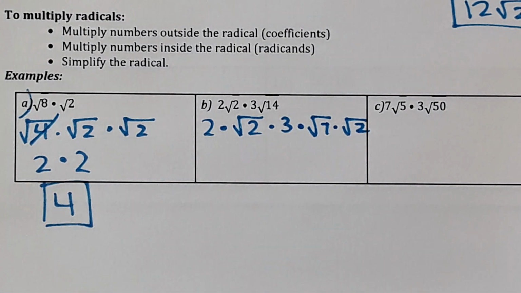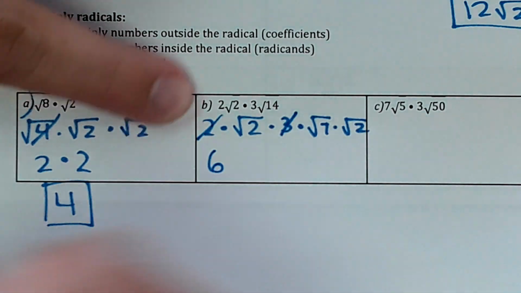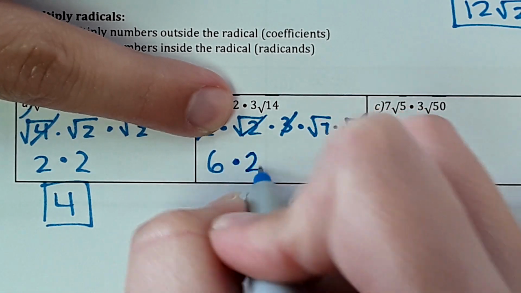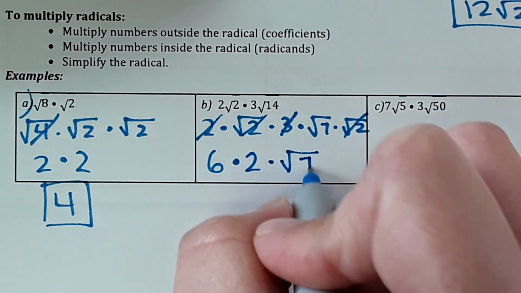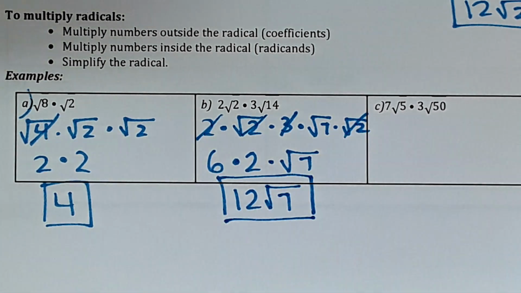Okay, so 2 times 3 is going to be 6. Square root of 2 times square root of 2, that is just going to be 2. So I bring that down. And then we have square root of 7. So it's kind of like a puzzle. There's no one way for every problem. Just break it up and then see what you can simplify. And that's all I'm doing.